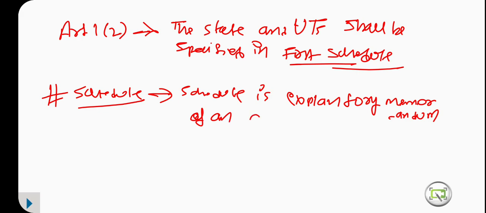What is written in Article 1 clause 2? The states and union territories shall be specified in the First Schedule. So at first we have to study what a schedule actually is. So what is a schedule? Schedule.